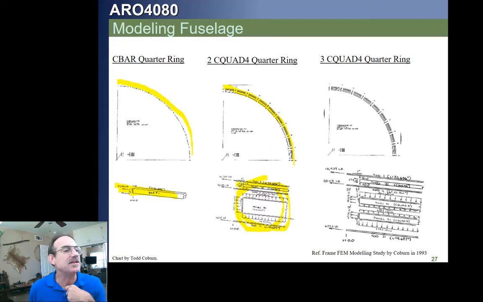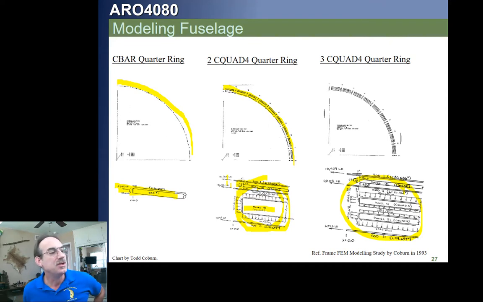This lower one is a quad, and the upper one I believe is actually two C quads. That might be a shear panel. Yeah, that's actually a shear panel, the picture I chose. I actually looked at both kinds of models. And then instead of bars, we've got three rods representing the three pieces. And then this is using three quads, and you can see it gets even more complicated.